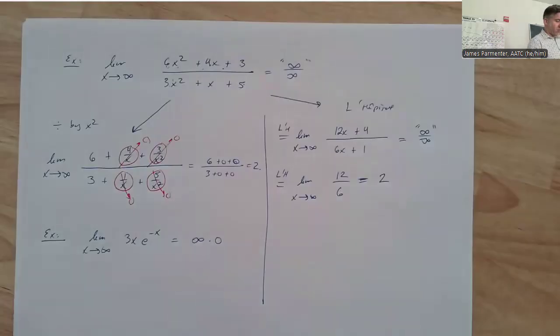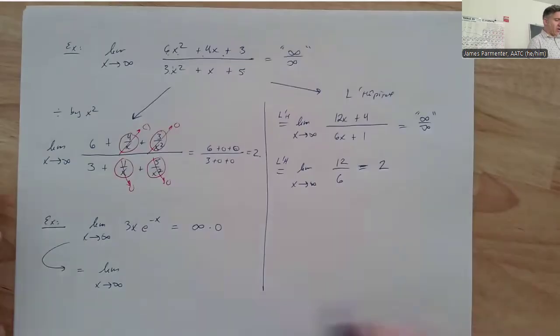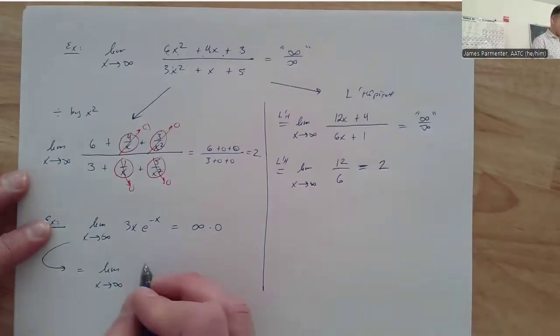So here we're going to rewrite it as the limit as x goes to infinity of... You can kind of go either way, but the general idea you want to keep in mind is we would like both pieces to be relatively easy to differentiate. I should write it as 3x over e to the x.